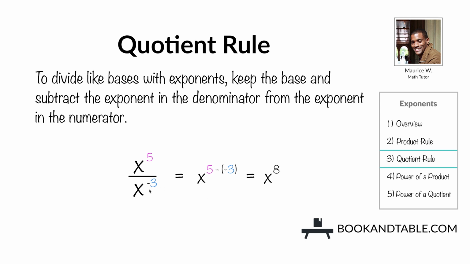If the exponent in the denominator were negative, that does not change the process. You are still subtracting the negative. So x to the fifth divided by x to the negative third is equal to x to the fifth minus negative 3. When you subtract a negative, it's the same as adding them. So 5 plus 3 equals 8.